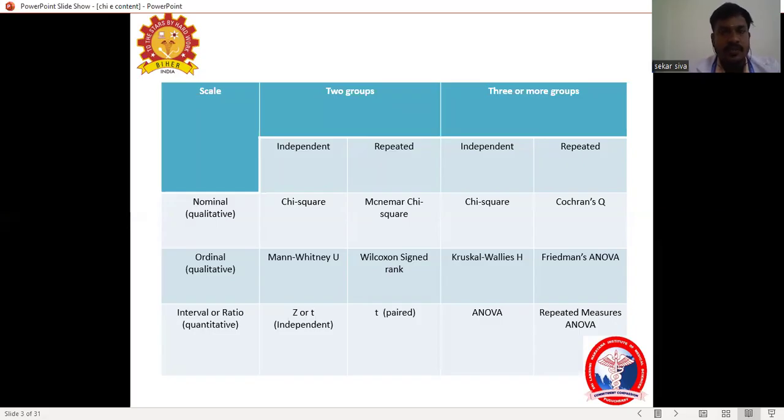If it is repeated measures, if we want to assess the effectiveness of a new drug on the same patient before and after, it is repeated, so we can use a paired t-test to assess the effectiveness. If it is three groups, we can go with ANOVA, analysis of variance. If three groups with repeated measures, we can go with the repeated measures ANOVA. This is how we have to choose the statistical test based on scales as well as type of group, and then two groups or three groups.